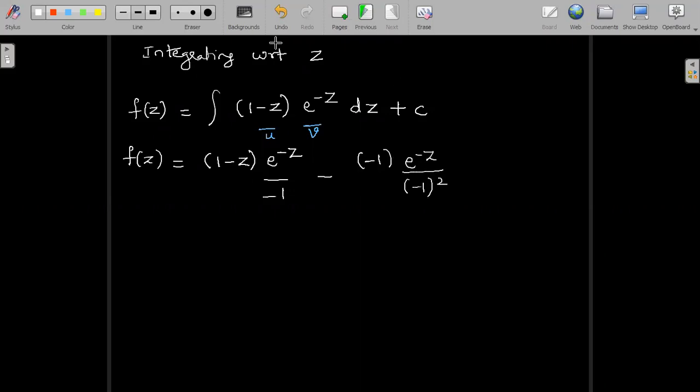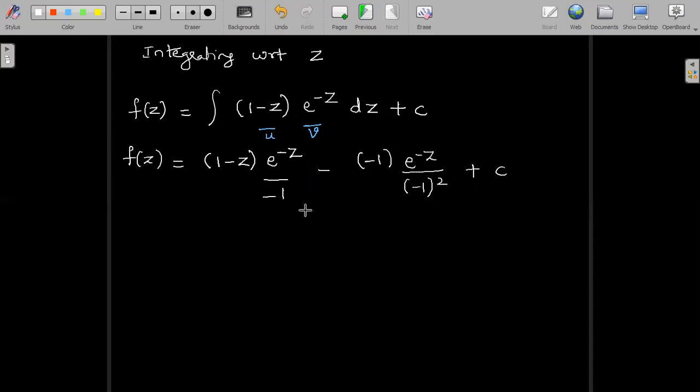We are applying Bernoulli's rule of integration by parts. Let's just recall what it is. It is nothing but first function u as it is, so 1 minus z as it is, integration of e power minus z is e power minus z divided by minus 1. According to Bernoulli's rule, it is minus in the middle. Then differentiation of 1 minus z is minus 1 into, once again when we integrate e power minus z by minus 1, we get e power minus z by minus 1 the whole square. Plus the constant of integration, we retain as it is, plus c.